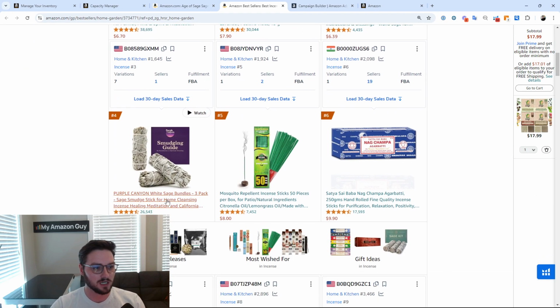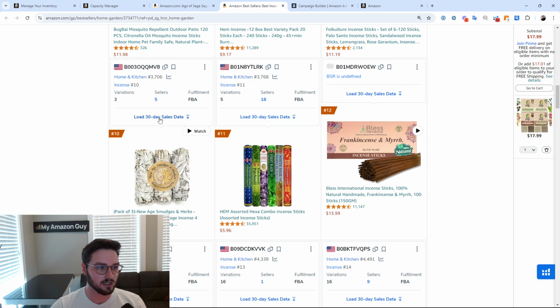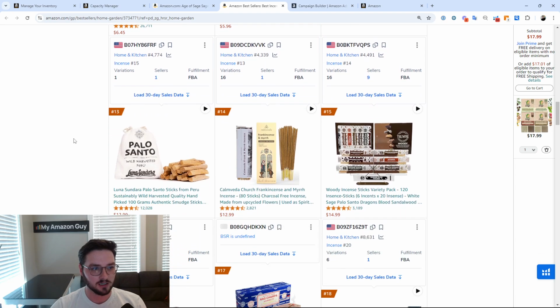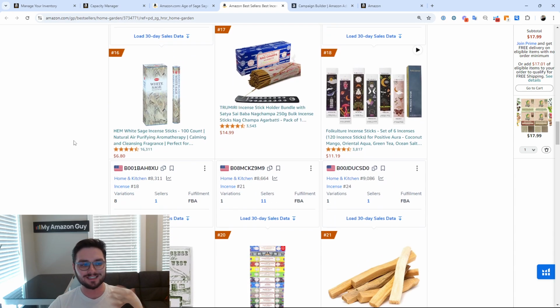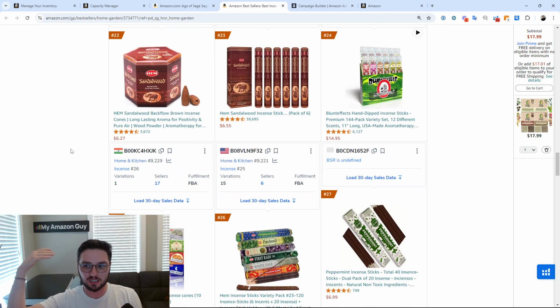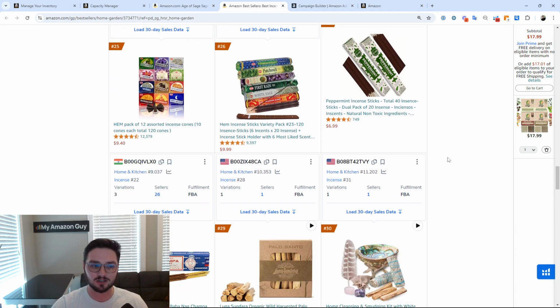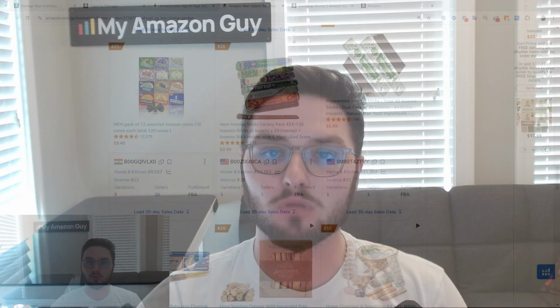We can come over to our next competitor over here. We can load the sales data there. They're doing roughly 8,900 units per month. Here's another one. We'll load that. They're doing roughly 5,400 per month, and so on and so forth. So what does this actually tell you? Well, you're essentially looking at the very tippity top of the market. What is the tippity top of the market doing? You're trying to get a general idea of how many units these people are selling. Why? Because you're going to be trying to take some of that market share for yourself.